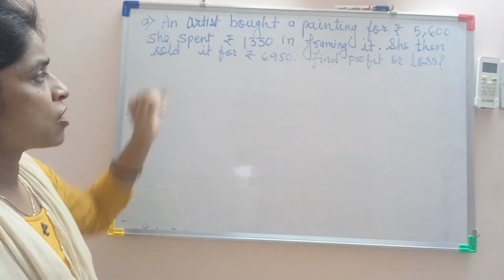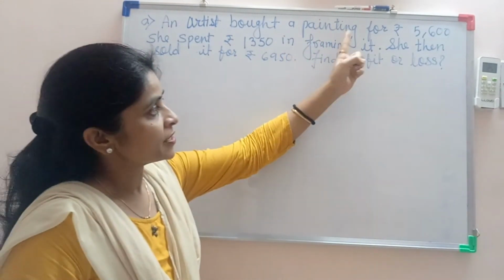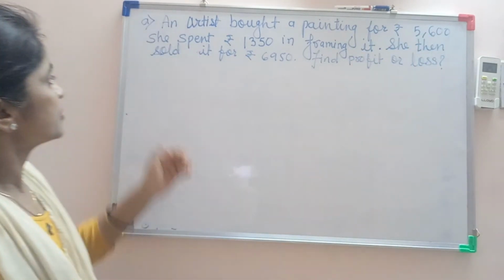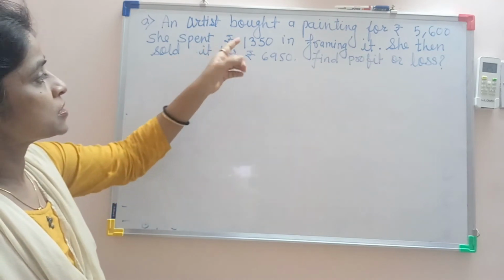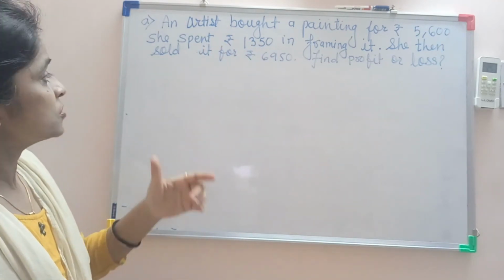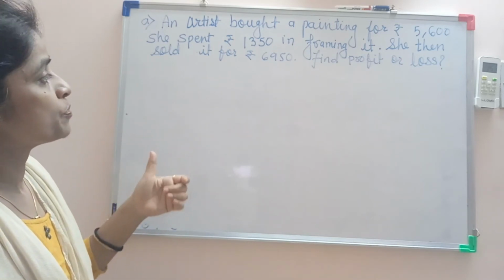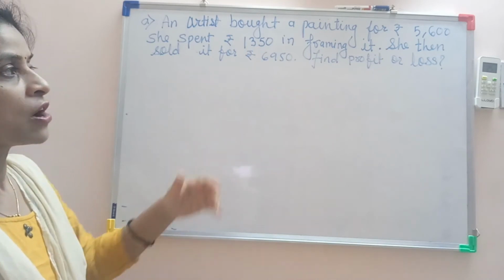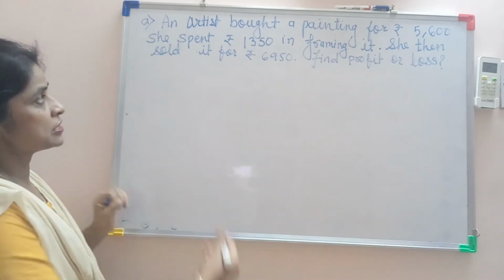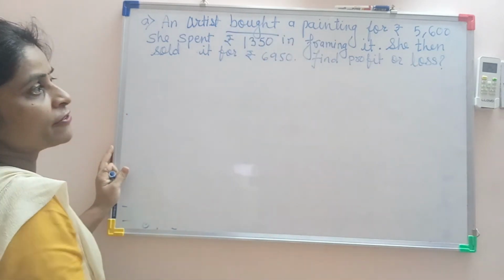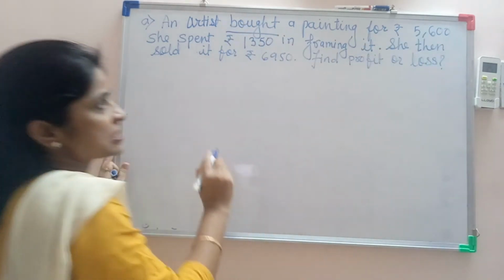Let's see the solution for this example. An artist bought a painting for rupees 5,600. She spent rupees 1,350 in framing it. She then sold it for rupees 6,950. Find profit or loss.